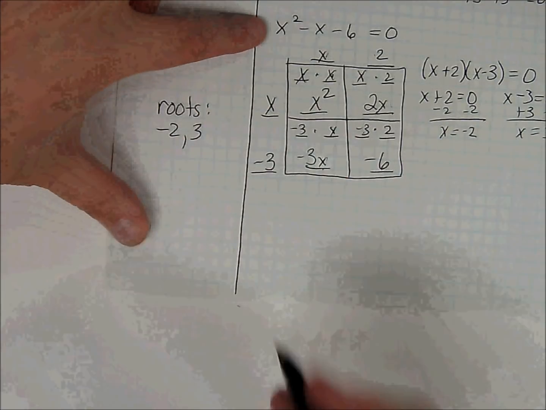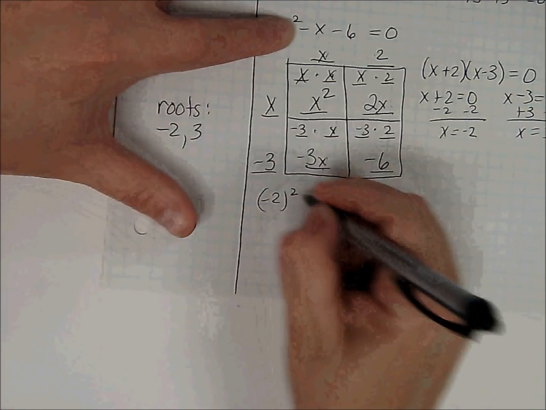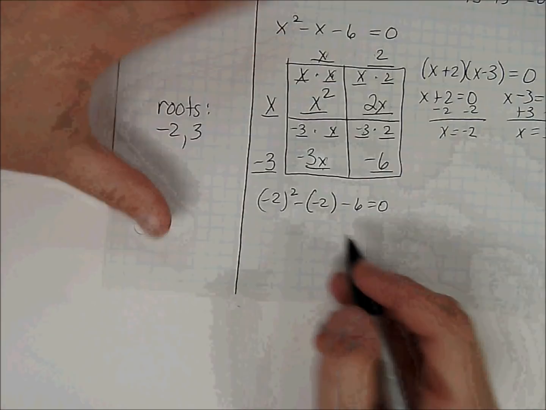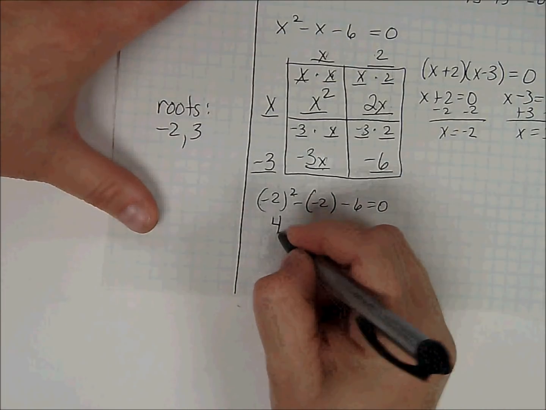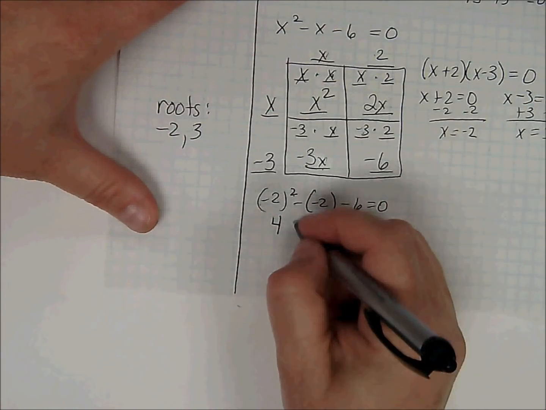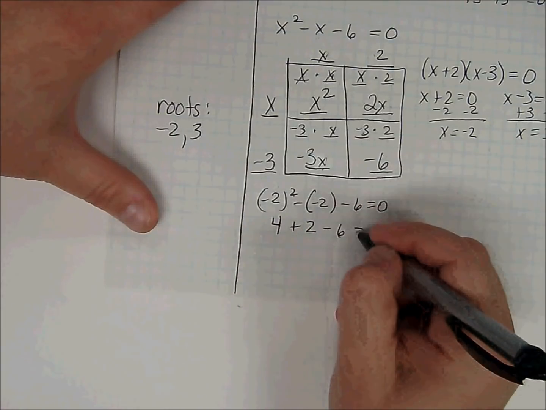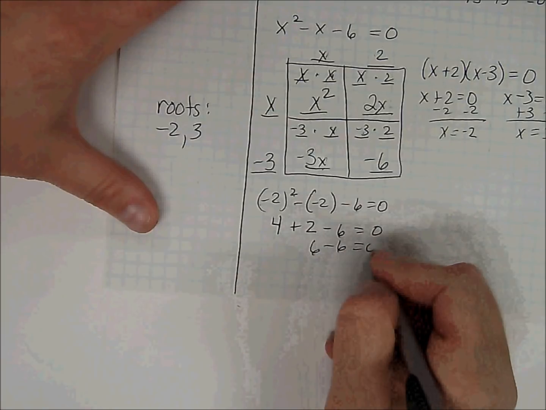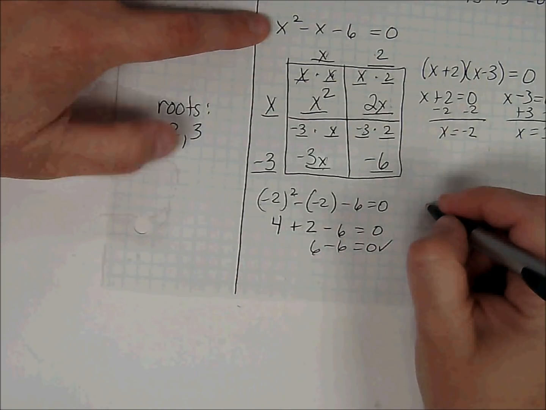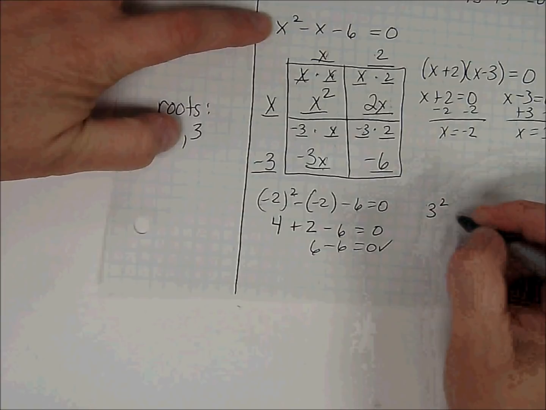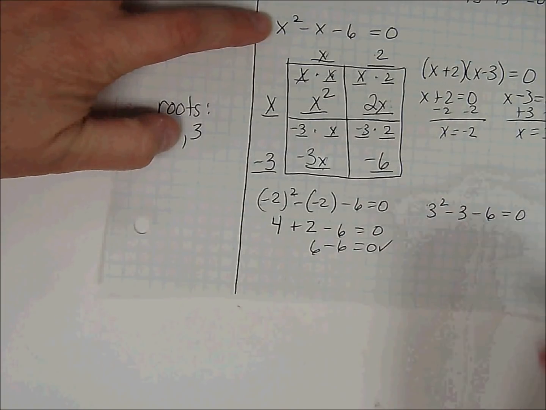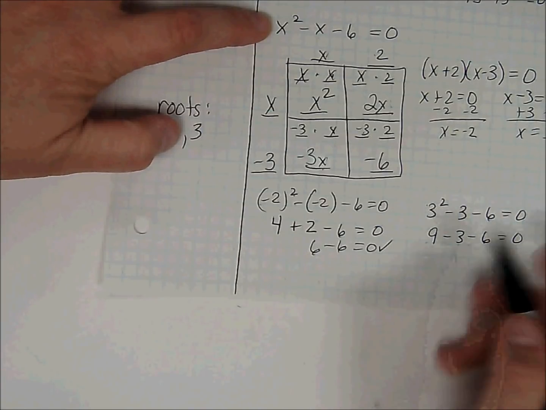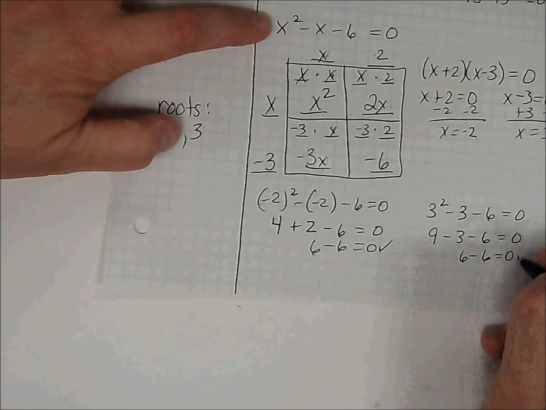Do our checks. X squared, negative 2 squared minus negative 2. Be careful with your negatives there. A negative 2 squared is a positive 4. Negative times a negative is a positive 2, minus 6. Add the positives together. 4 plus 2 is 6, minus 6 equals 0. Coming over here, but using the second root, 3 squared minus 3 minus 6 equals 0. 9 minus 3 minus 6. Well, 9 minus 3 is 6, minus 6 gives us our 0.